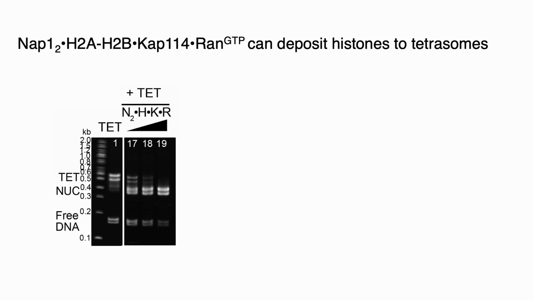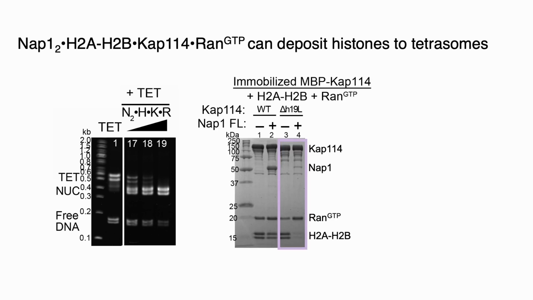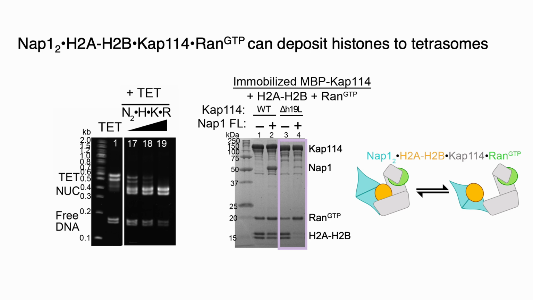We also performed nucleosome assembly assays, which show that the Nap1 H2A-H2B Kap114 Ran complex can effectively deposit its H2A-H2B onto tetrasomes. We further showed that a Kap114 mutant incapable of binding Nap1 released its associated histone in the presence of Ran and Nap1. These results suggest that within the quaternary complex, histone transfer likely occurs from Kap114 to Nap1 and then to the assembling nucleosome.